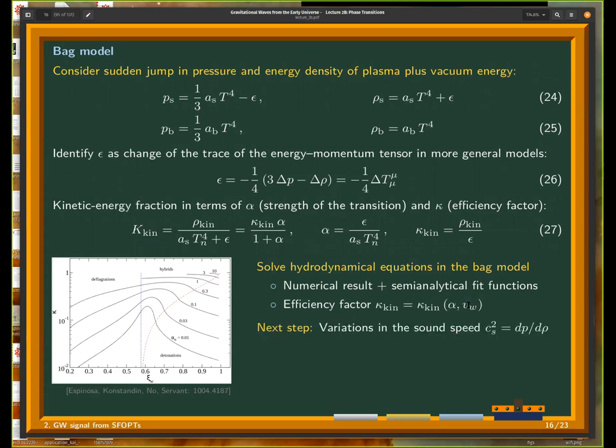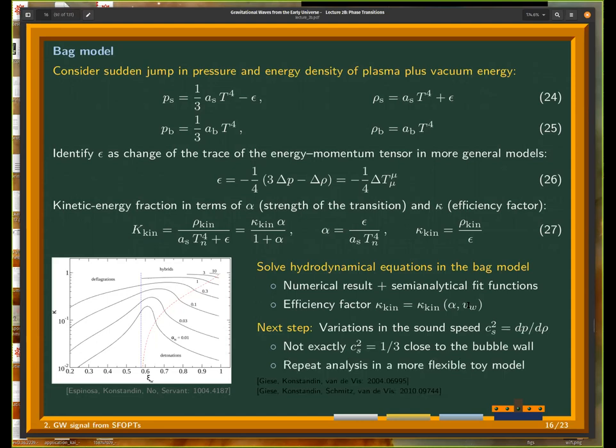And then you can go beyond this. I mean, this is what I recently did with a couple of collaborators, where you look at variations in the speed of sound close to the phase transition, then you can extend this analysis. But yeah, so this is a detail. If you're more interested, you can have a look at these papers. All right. So yeah, this is how you determine the kinetic energy fraction and calculate the signal from sound waves.